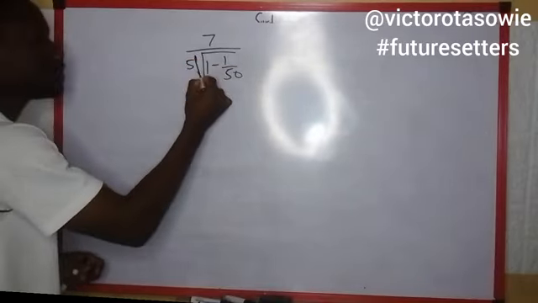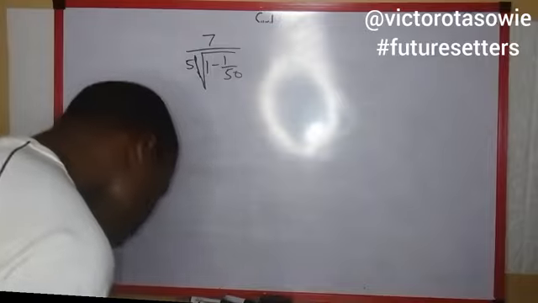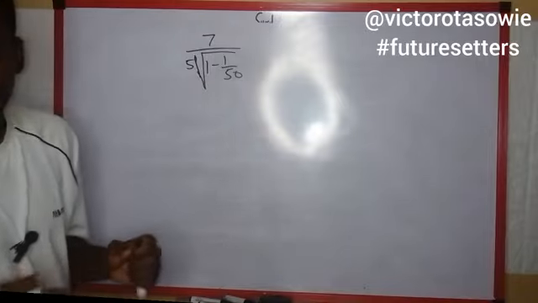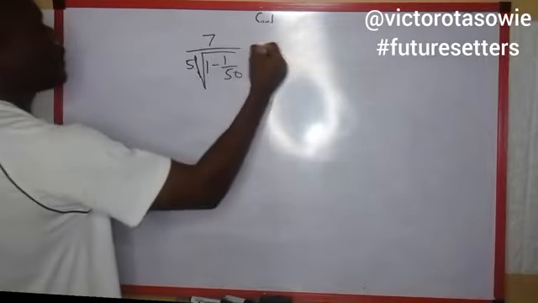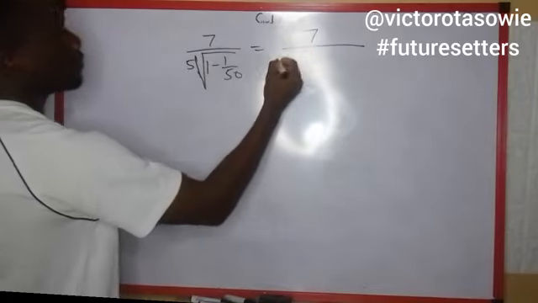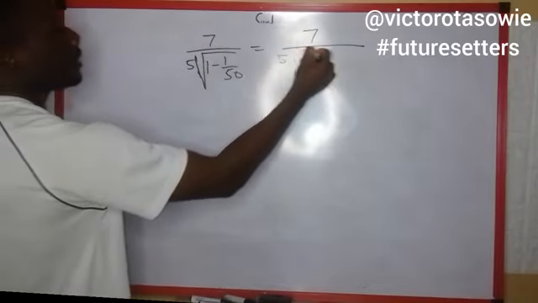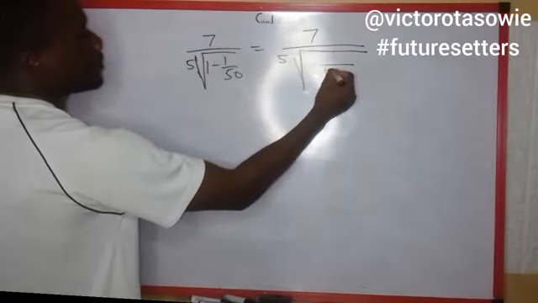Now the 5 is outside the root. So we are going to check this question out now. We'll take it step by step. We have 7 over, we have 5 outside. So we are going to find the LCM. And what's the LCM? 50.